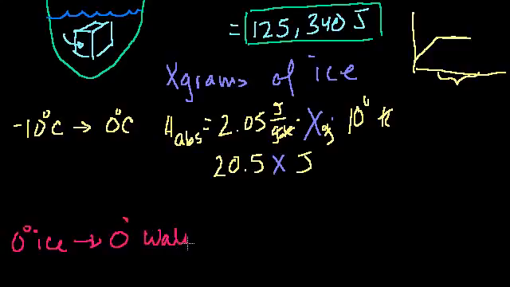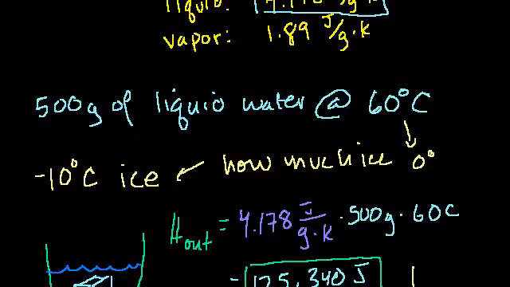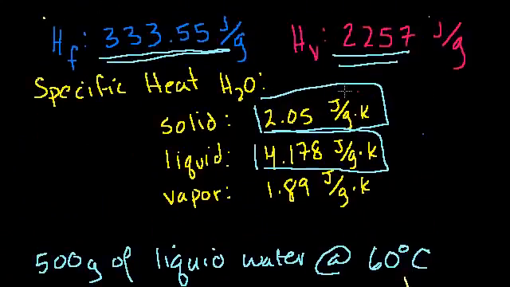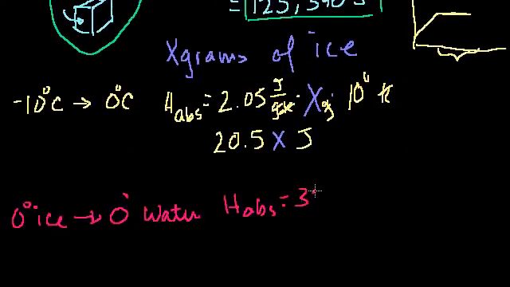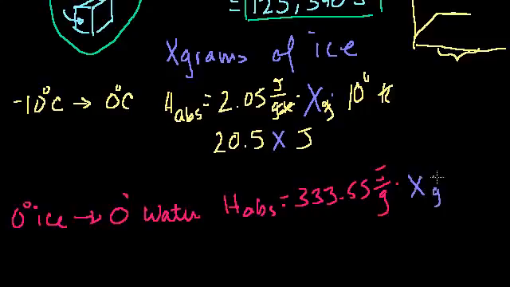Well, the heat absorbed now is going to be the heat of fusion of ice, or the melting heat, either one. That's 333.55 joules per gram, times the number of grams we have. Once again, that's X grams, so they cancel out. So the ice will absorb 333.55 joules per gram as it goes from 0 degree ice to 0 degree water, or 333.55 X joules. Let me put that X there.